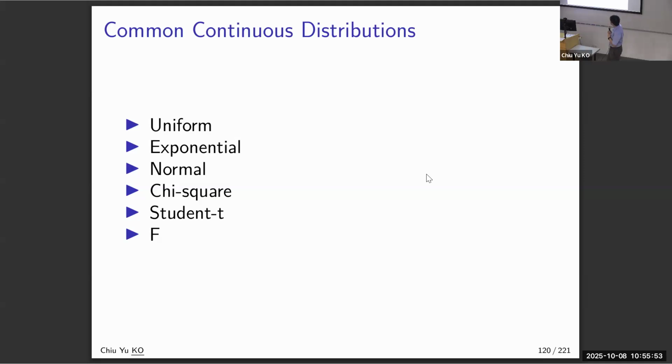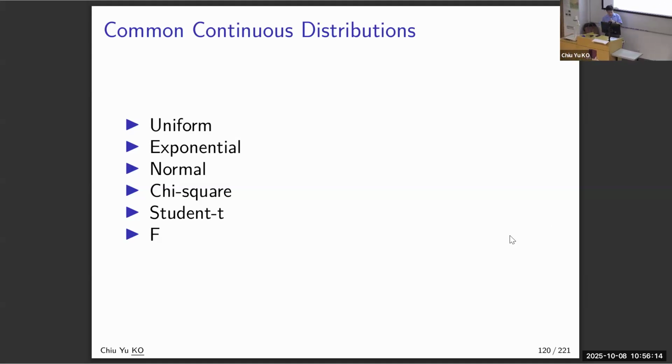So you will not see the exponential again. Unfortunately, you say hi and then goodbye, and the same goes for the uniform. So you don't see them again. But the normal, student T and F will be there. Chi-square by itself is very useful, but in our class we don't have time to go over it. We basically use normal, student T and F.